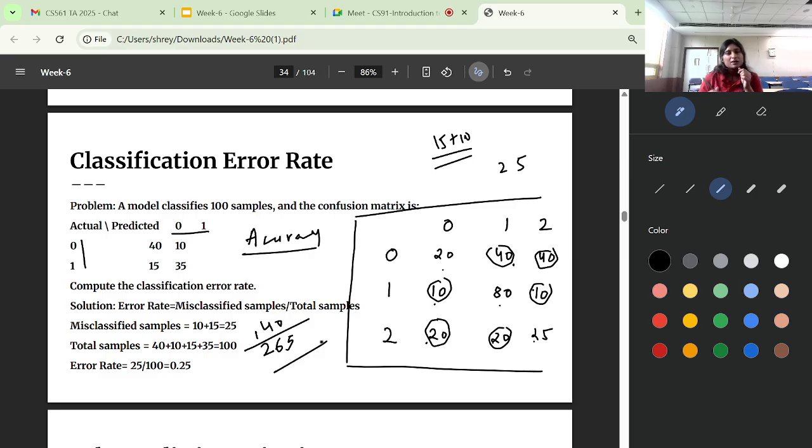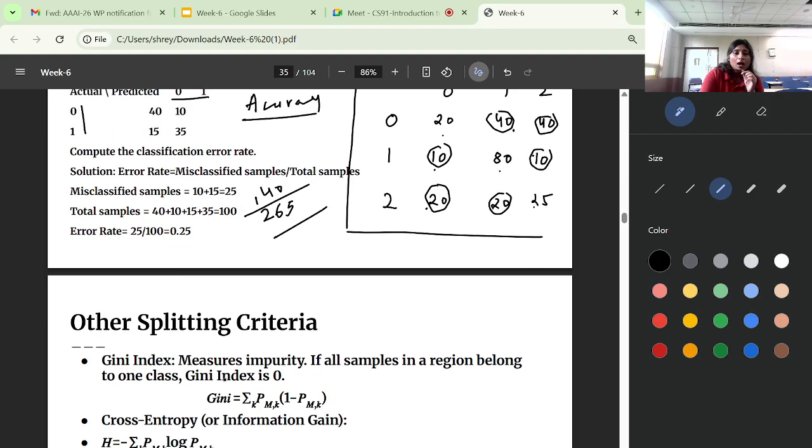Okay, and maybe in some class we will discuss more functionalities over this matrix, but at present this is all we are going to discuss. Okay, so this is called accuracy or error. Misclassification or classification error, you can say.